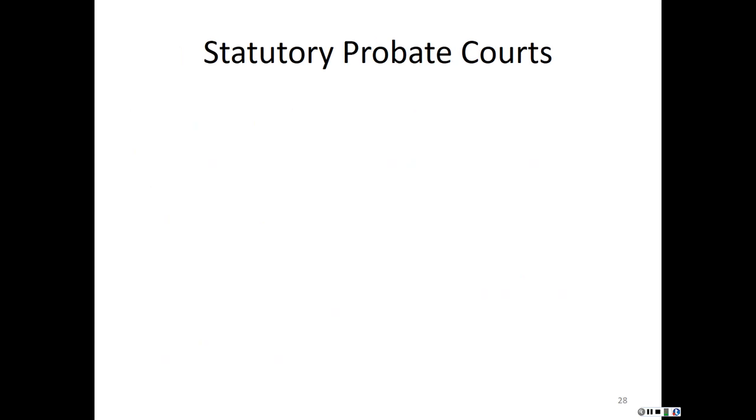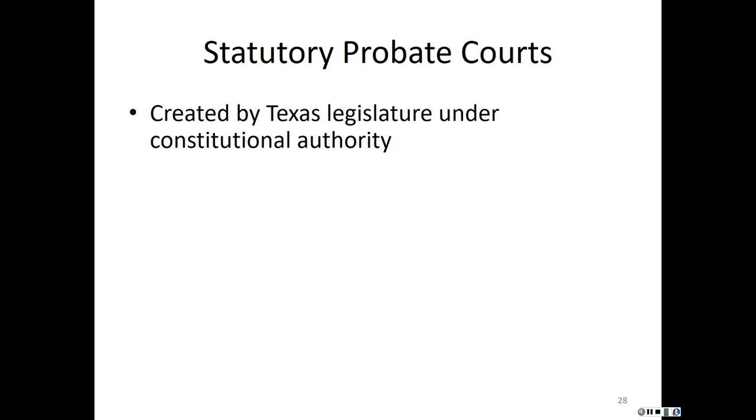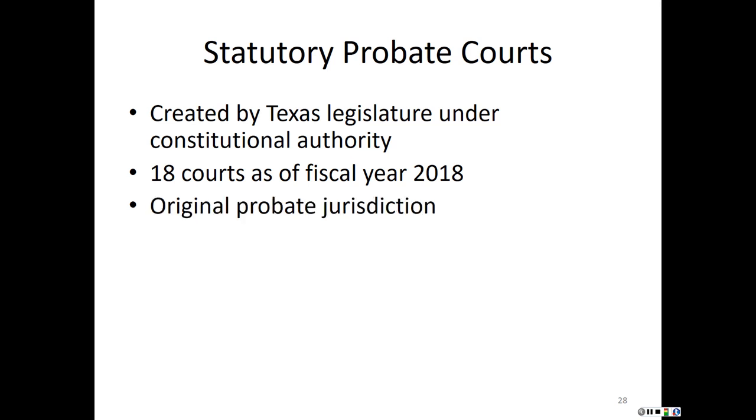Now, one other court, the last court I want to talk about, is something called a statutory probate court. Statutory probate courts are created by the Texas legislature. Remember I told you this was going to be the overwhelming? 18 courts as of fiscal year 2018. There's only 18 throughout the entire state. They have original probate jurisdiction.